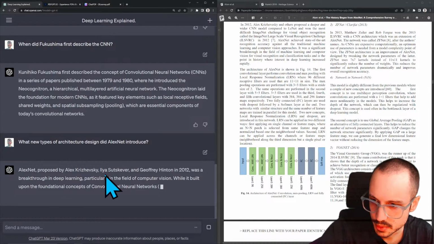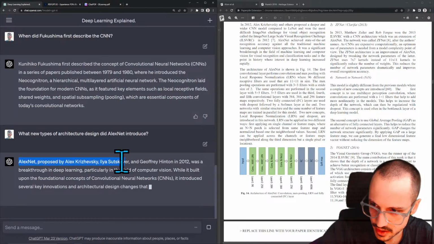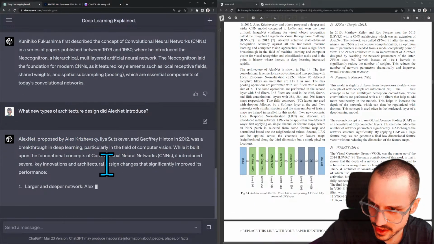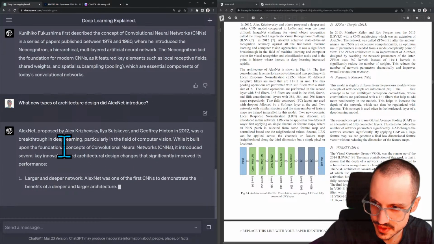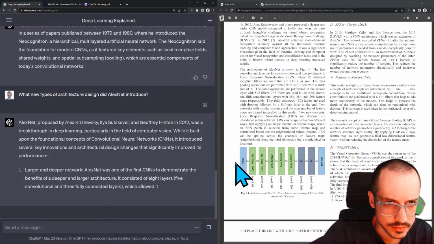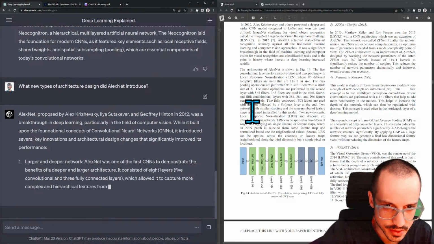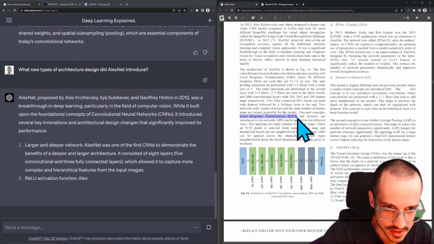AlexNet, proposed by blah, blah, blah. This is actually the OpenAI founder, BTW, guys. Ilya here. Was a breakthrough in deep learning, particularly in the field of computer vision. It builds upon the foundational concepts of CNNs and introduced several key innovations. Larger and deeper network. Okay, cool. That's kind of an easy one to pick, though. What I'm really interested in is to see if it gets this LRN.